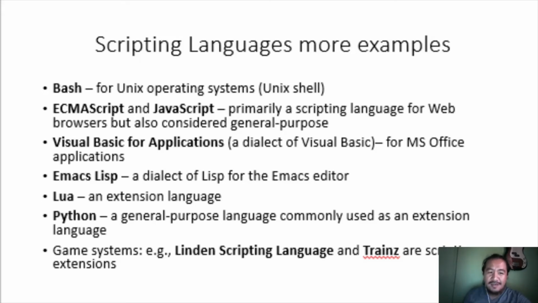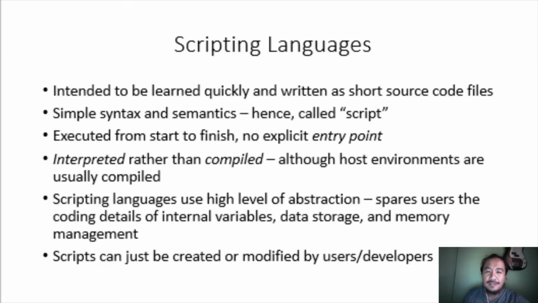So it is claimed that almost all of the most interesting and powerful features of scripting appear in Python. For example, having true iterators, array slices, multi-way assignment, the use of anonymous first-class functions, and functional type list. Scripting languages are intended to be learned quickly, and they are written as short source code files. They have simple syntax and semantics, hence they are called script.